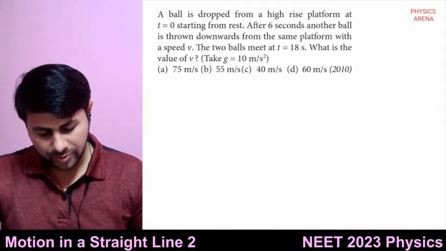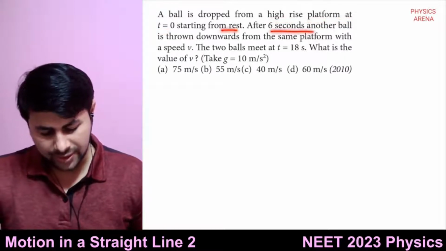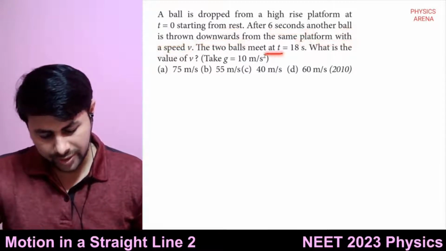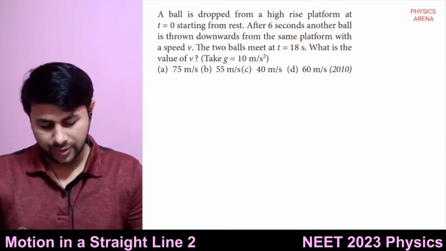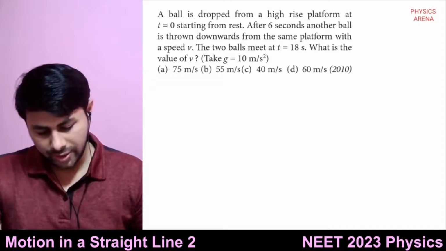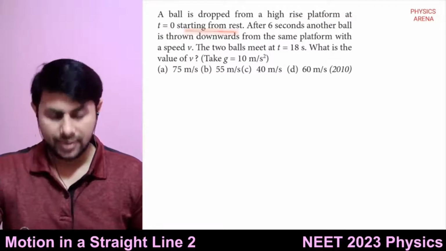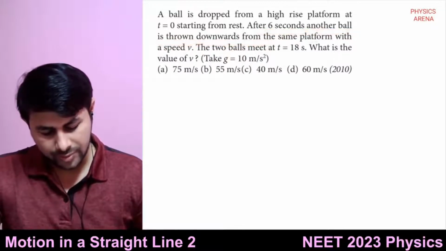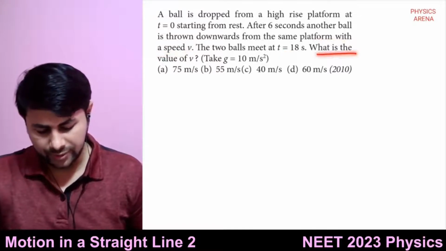A ball is dropped from a high-rise platform at t equals 0 from rest. After 6 seconds, another ball is thrown downwards from the same platform with the speed v. Two balls meet at t equals 18 seconds. What is the value of v? Okay. So how to solve this? A ball is dropped from a high-rise platform at t equals 0, starting from rest. After 6 seconds, another ball is thrown downwards from the same platform with speed v. The two balls meet at t equals 18 seconds. What is the value of v?